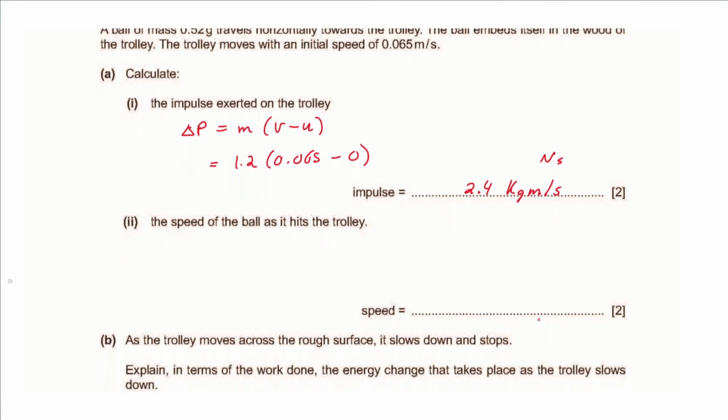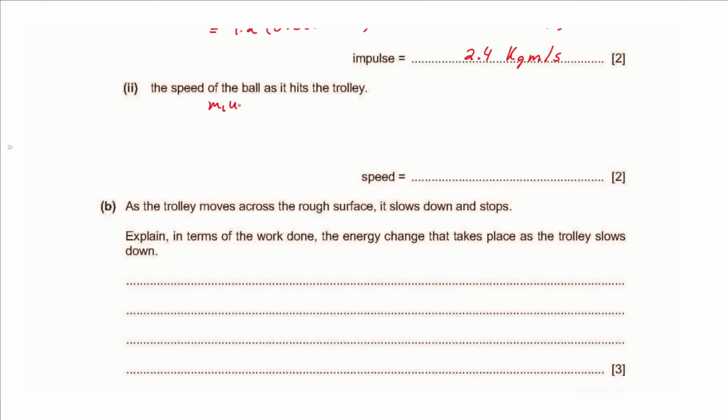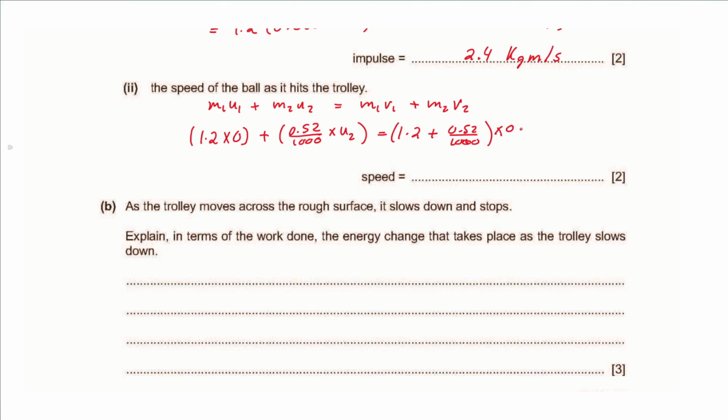We can use the law of conservation of momentum: m1u1 plus m2u2 is equal to m1v1 plus m2v2. m1u1 would be the mass of the trolley multiplied by 0 because it was at rest. The initial velocity of the ball is unknown, so we take the mass of the ball, 0.52 grams, so 0.52 divided by 1000 to get it in kilograms, to keep all the masses in kilograms, multiplied by u2, the unknown. The final momentum of all the objects is the combined mass, 1.2 plus 0.52 over 1000, all moving with a velocity of 0.065.